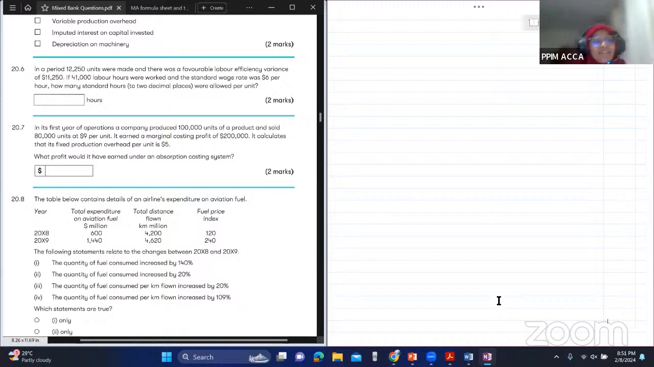20.7 is a repetition of the very first question we did today. Try it out and see if you can get the answer, because we spoke about marginal costing and absorption costing, and how to get the profit from absorption costing if you have the marginal costing profit, and vice versa. So read it and see if you can get an answer.